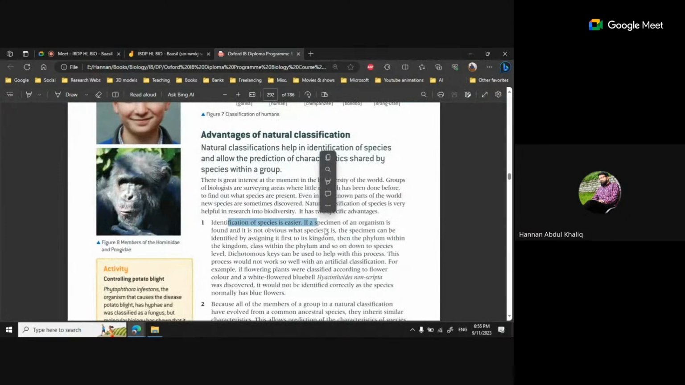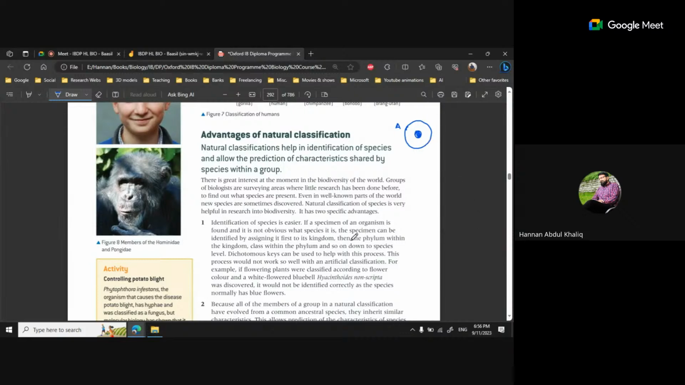Identification of species is easier. What are the advantages of natural classification? If we discover a new species, number one, we can identify it very easily. Why? Because we would try to differentiate the organism on the basis of something that is quite easily differentiated between plants and animals. Or let's say you found a unicellular organism A having a nucleus in it. Now it is very clear that if it has a nucleus, then it is a eukaryote. Why? Because prokaryotes don't have one.